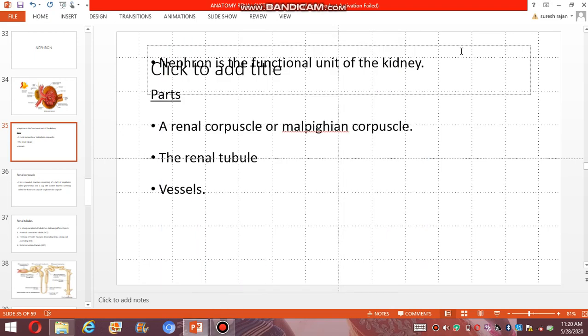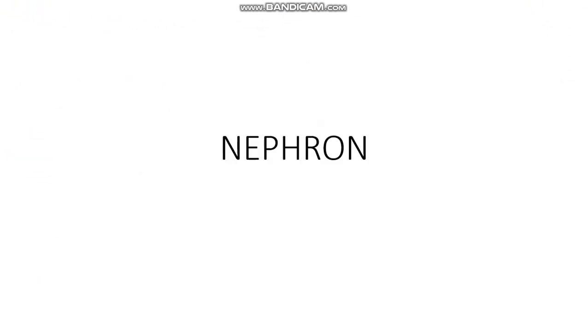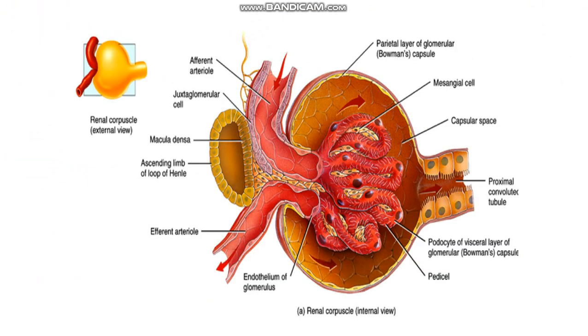Good morning, dear students. Today we can start a new topic from the renal system, that is nephrons. Yesterday we discussed the important part of the excretory system, that is the kidney. So nephrons are the functional unit of the kidney.